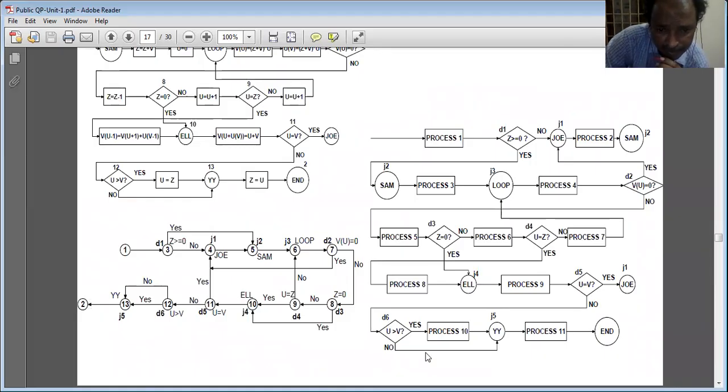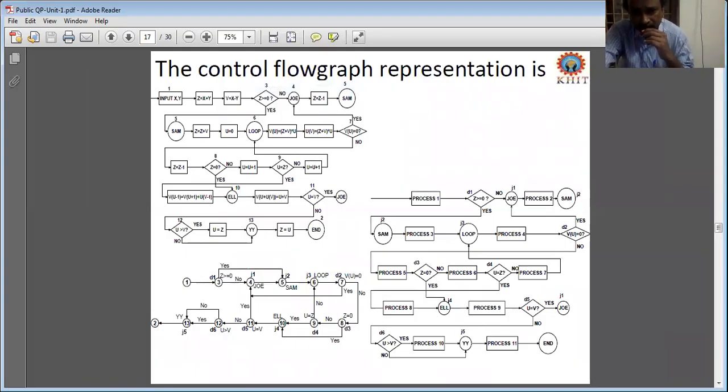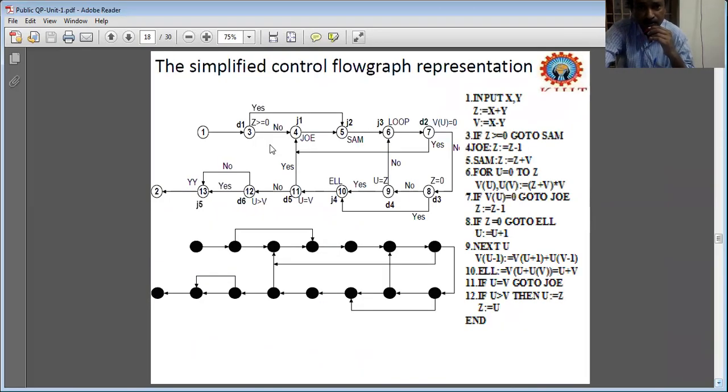Next, process 8. Process 8 is V(U) minus 1 equals so and so. Process 9 is U plus 1 equals U plus V. Process 10 is nothing but U equal to Z. Process 11 is nothing but Z equal to Z plus V. Okay. Now this one in very short you can write like this.